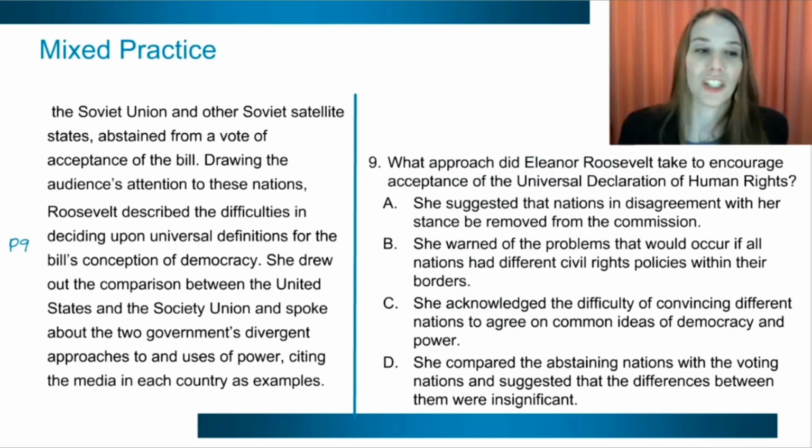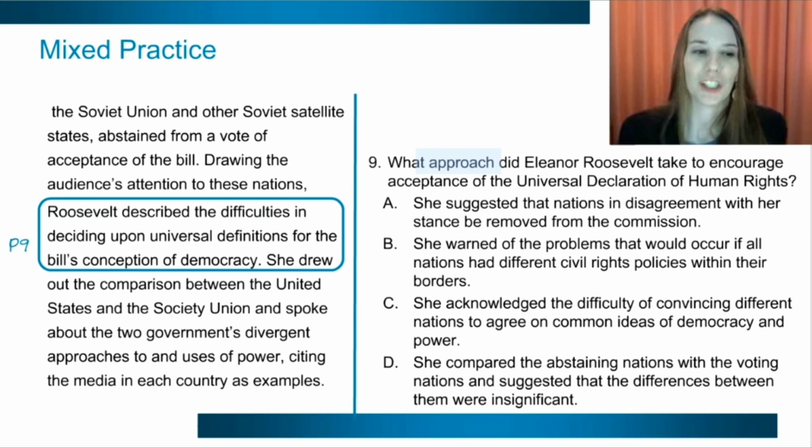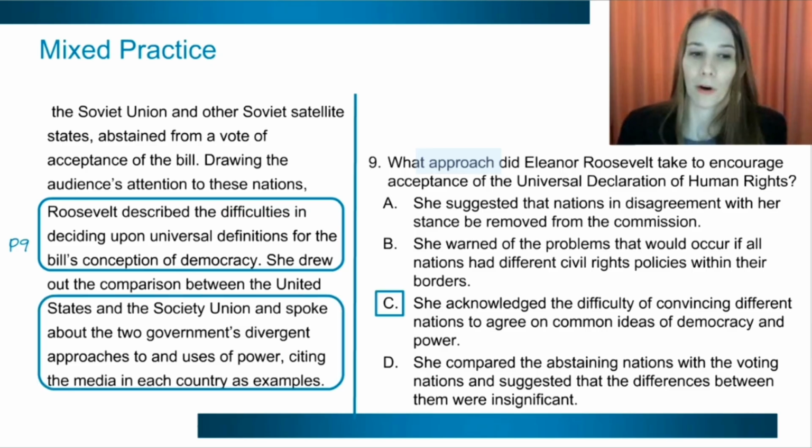So what approach did she take, or what evidence did she present? What types of evidence did Eleanor Roosevelt use in this speech to encourage people to accept this and to approve it? Well, she provided some anecdotal evidence, and she also provided some examples. And those examples were on this particular issue. She described the difficulties in deciding upon universal definitions. And then we have that anecdotal evidence about the USSR and the US, and we have the example with the media. Right. So her approach here is to acknowledge the difficulties of convincing different nations to agree on common ideas.